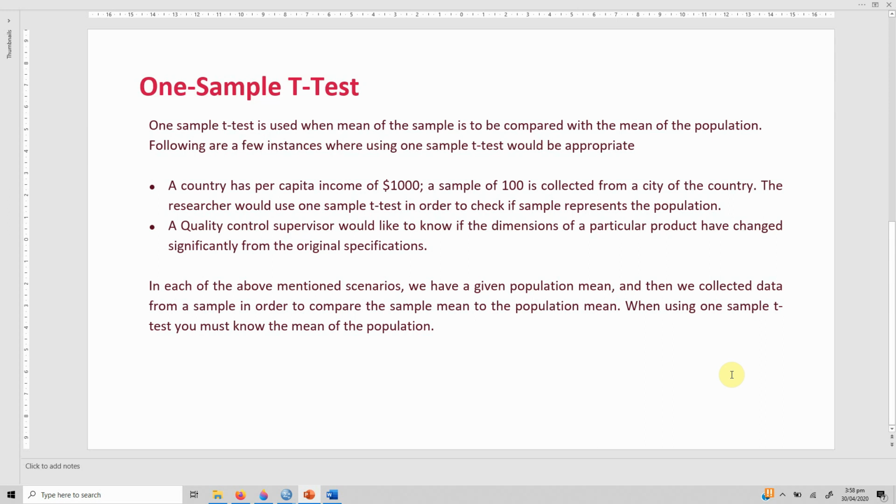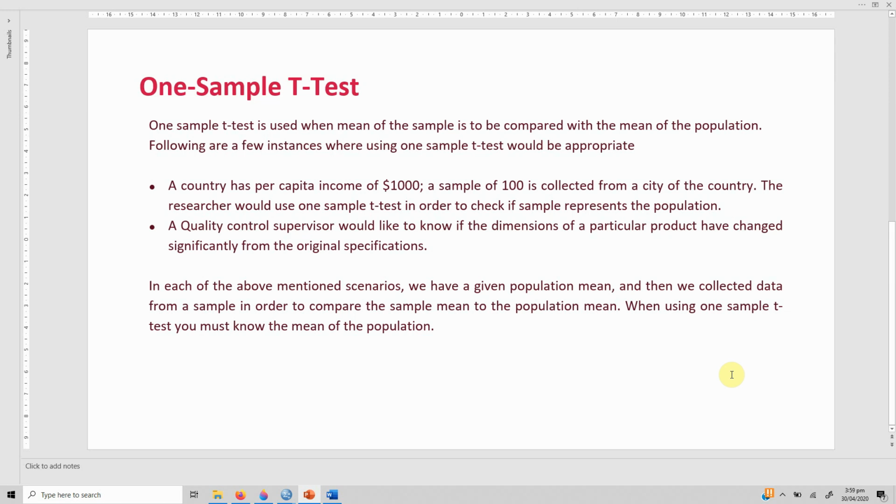A country has per capita income of $1,000. A sample of 100 is collected from a city of the country. The researcher would use one sample t-test in order to check if the sample represents the population. A quality control supervisor would like to know if the dimensions of a particular product have changed significantly from its original specification during the production or manufacturing process.